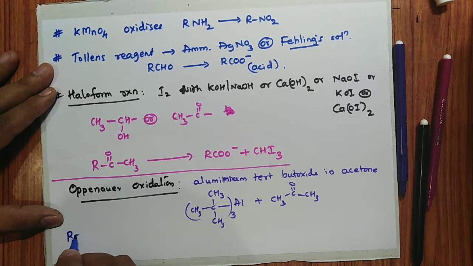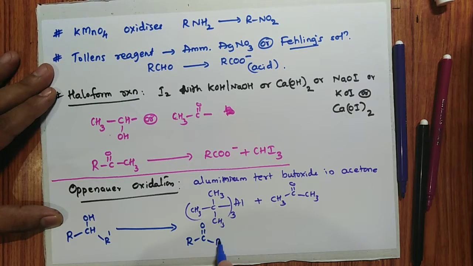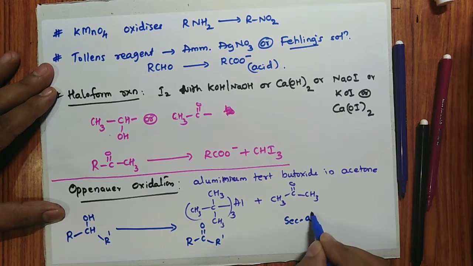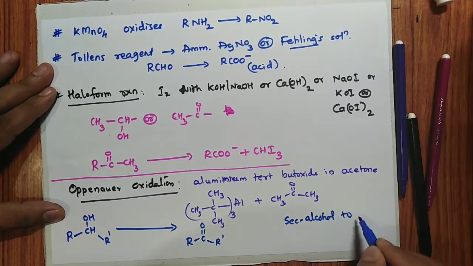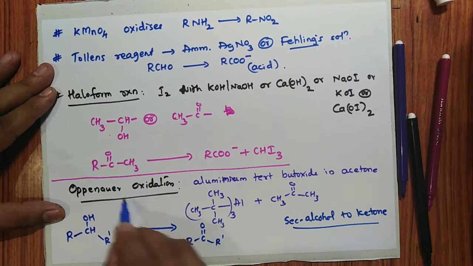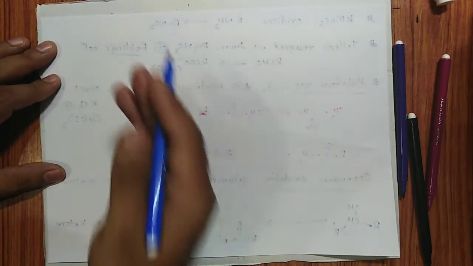If I consider RCHOH R dash, in the presence of this, remember, you are going to get RC double bond O R dash. Conversion of the secondary alcohol to this one. Open air oxidation is the reagent which will convert always, only secondary alcohol to ketone. Secondary alcohol to ketone conversion, we are going to use open air oxidation. This is about another oxidizing agent. Then we'll move to Bayer's test.